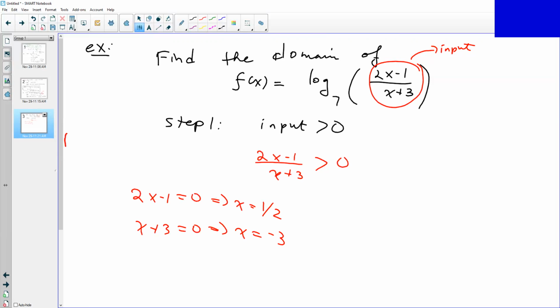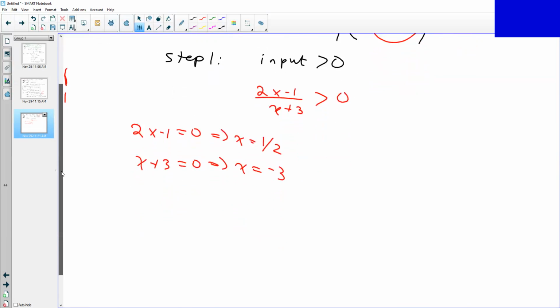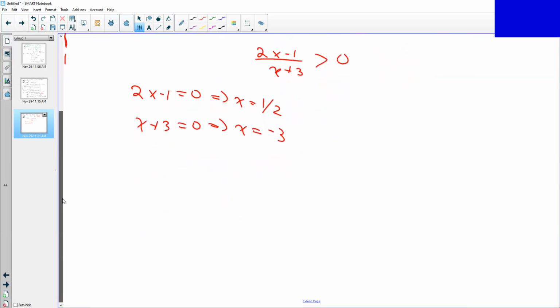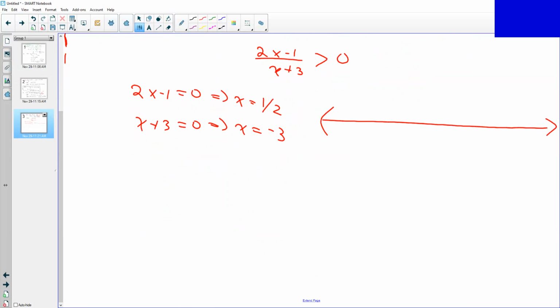Let's do that over here. So I put this line here. And then -3 is right here, and 1/2 is right here. This is -infinity and +infinity.